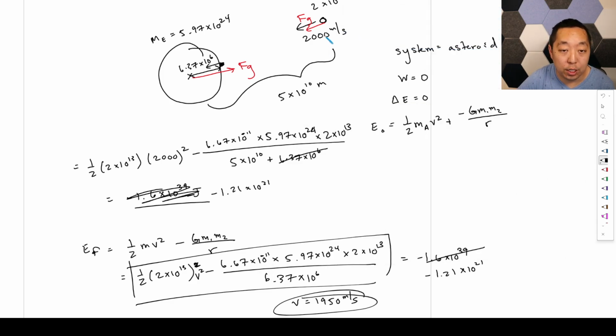And if you try to do it with kinematics or forces in kinematics, like you would need to know calculus, because the force is changing. As it gets closer, the force is, of course, increasing, right?